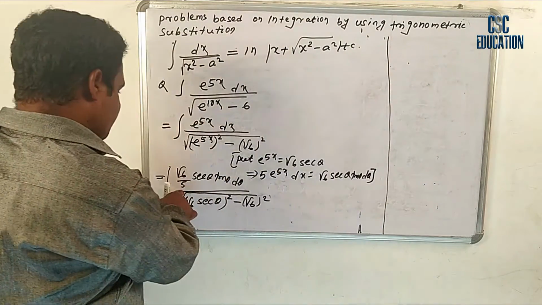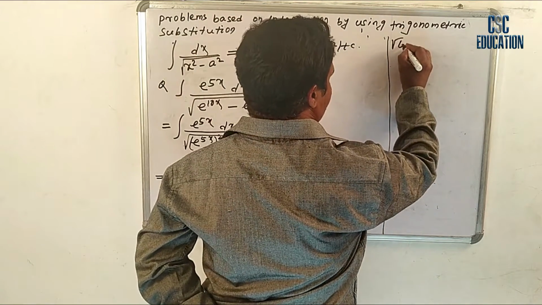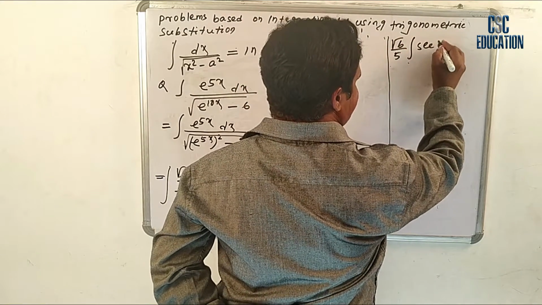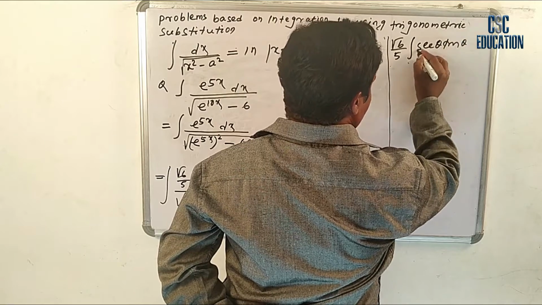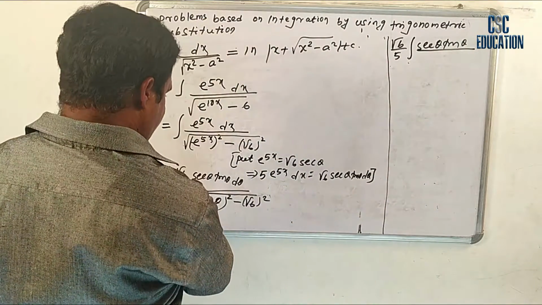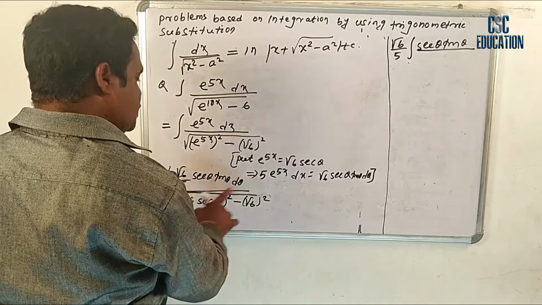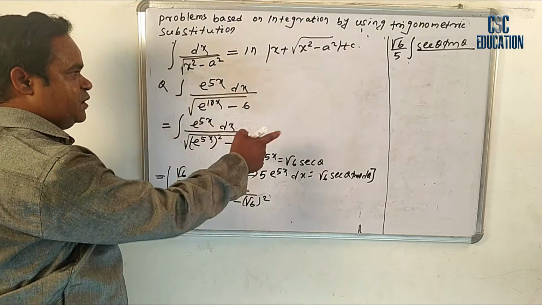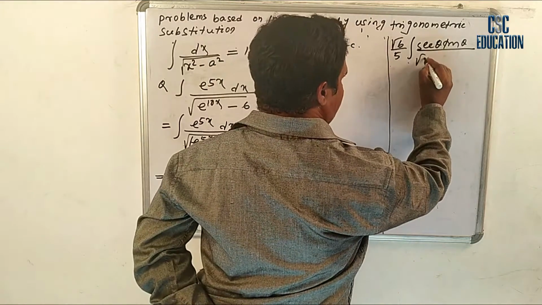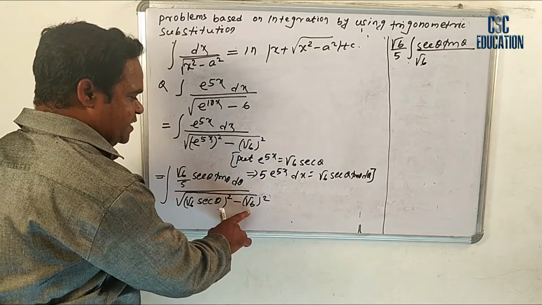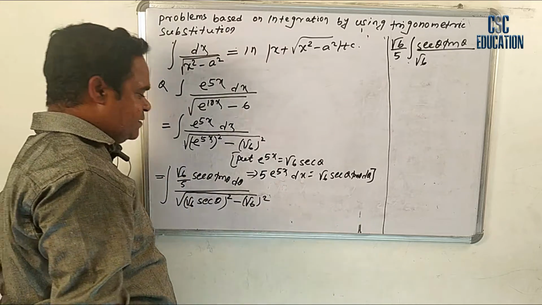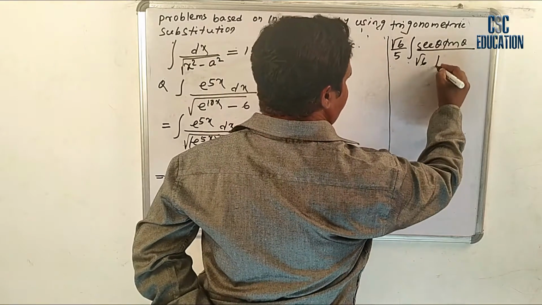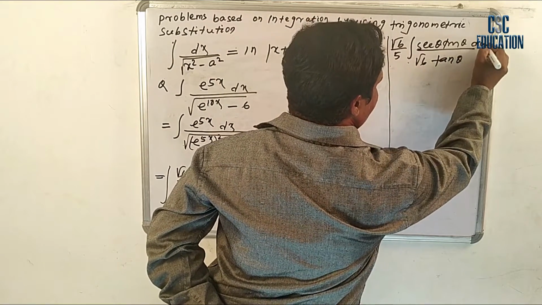Now this factor root 6 by 5 is a constant factor. Now the value is sec theta tan theta divided by root 6 square; root 6 square value is common in the root over factors. The value is root 6 times the square root of sec square theta minus 1. By the square relation, sec square theta minus 1 is tan square theta, so the root over factor value is tan theta.